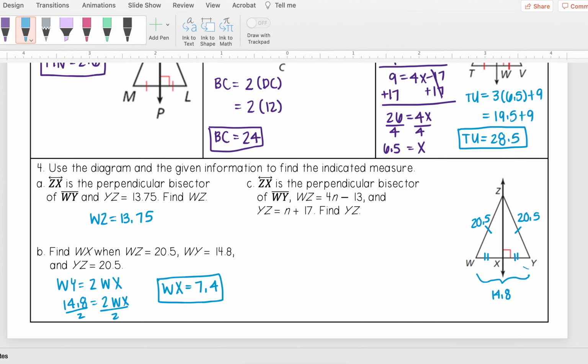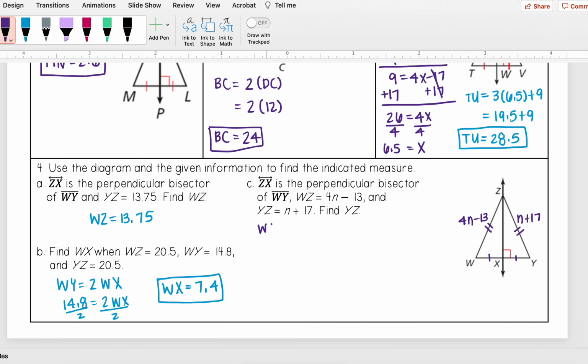Okay, now for this last one, it tells me that ZX is the perpendicular bisector of WY. So we again have that WX is congruent to XY since this is the perpendicular bisector. And it tells us that WZ is equal to 4n minus 13, and YZ is equal to n plus 17. I want to find the length of YZ. Well, from our perpendicular bisector theorem, I know that WZ is congruent to YZ.